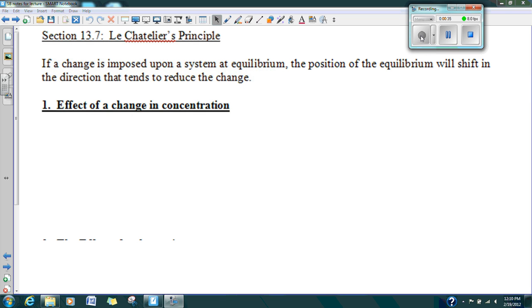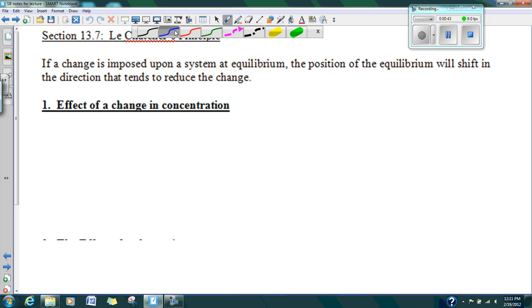If you can see, it says if a change is imposed upon a system at equilibrium, the position of the equilibrium will shift in the direction that tends to reduce the change. Now, when I start talking about Le Chatelier's principle, you're going to think that it seems pretty logical, and it is. It's a pretty simple principle that works, which is always nice. So again, we are talking about the position of the equilibrium.